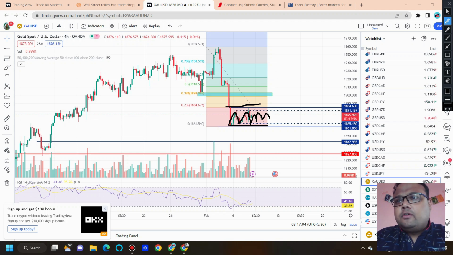So please be careful. Whatever you do, follow proper risk management. This is my analysis. I can be wrong as well. So protect your hard-earned money. Do not gamble with your hard-earned money.